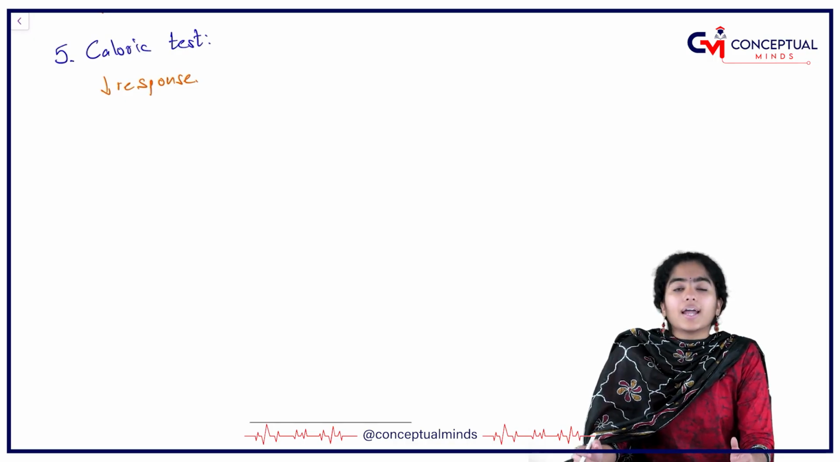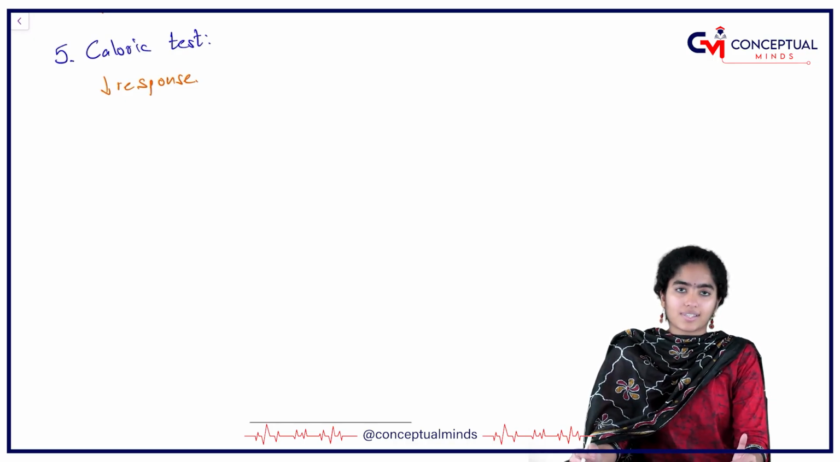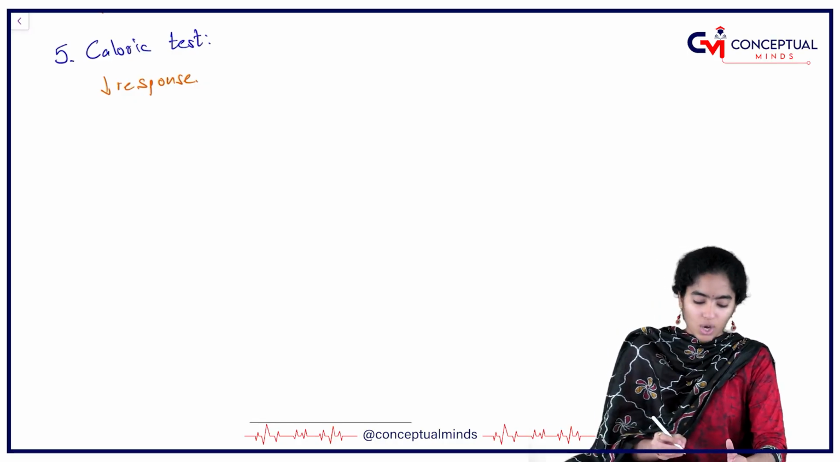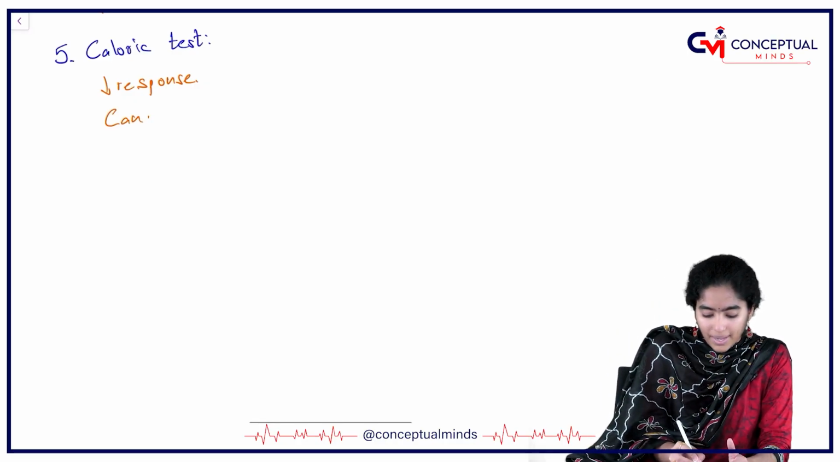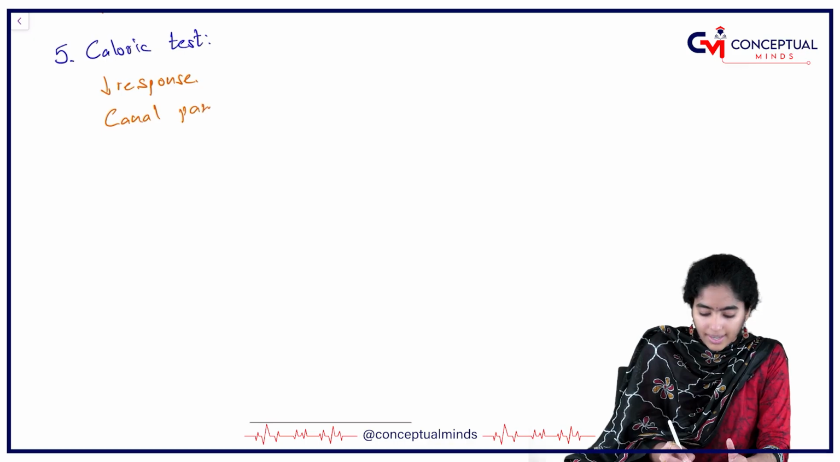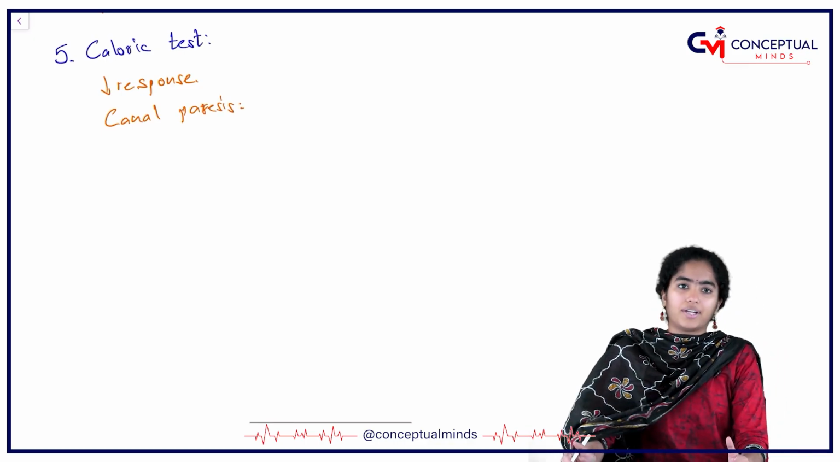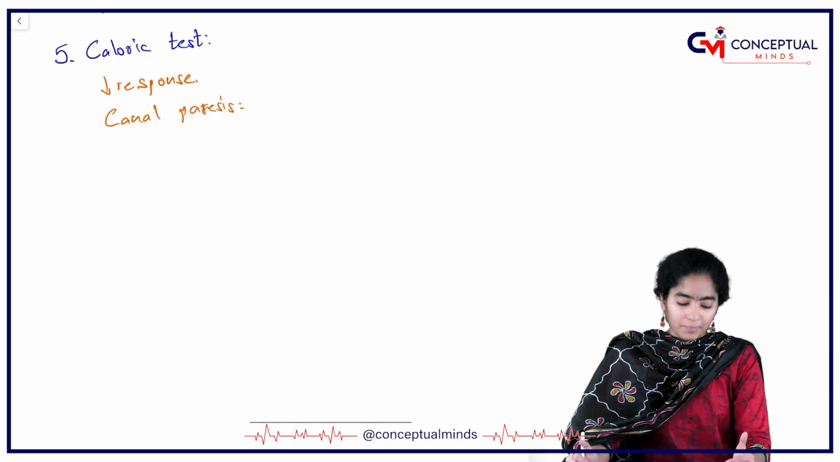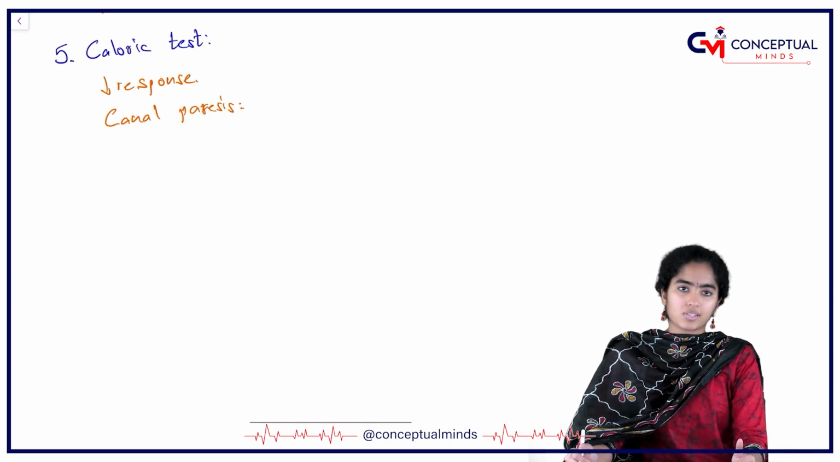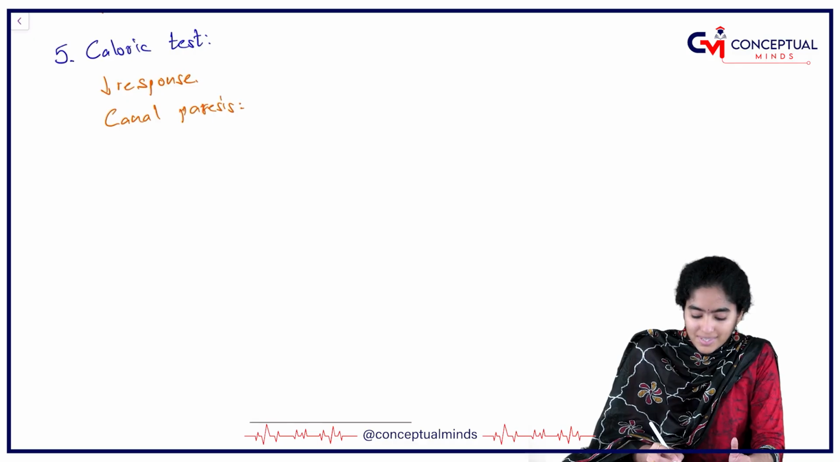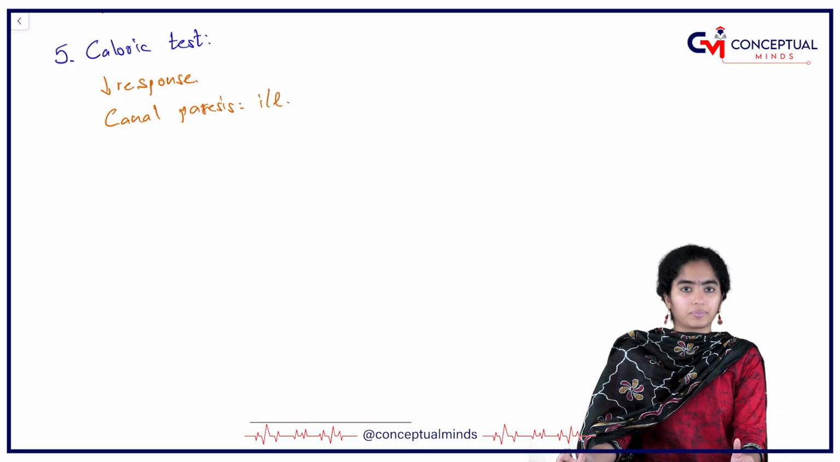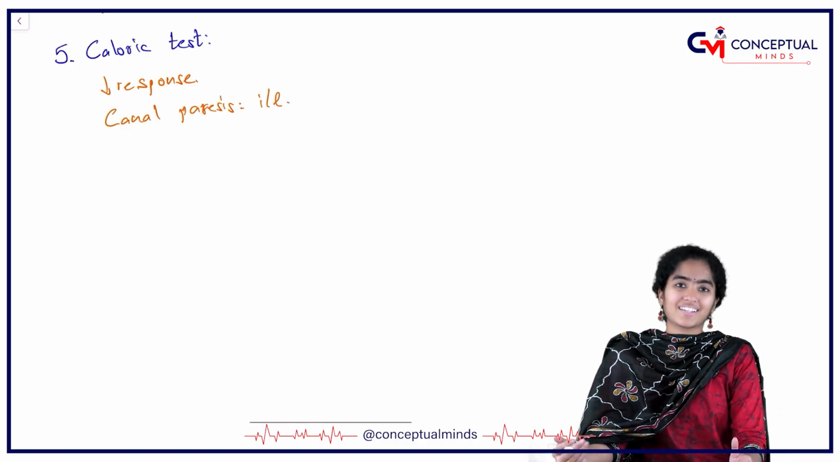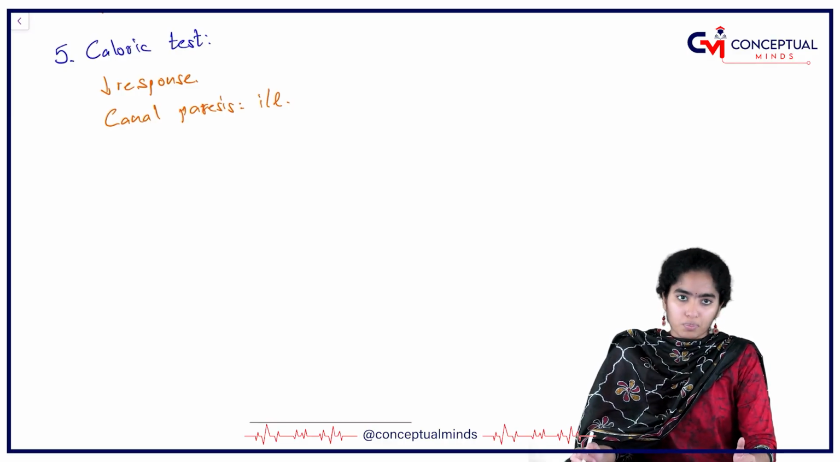In at least most of the cases, 75% of the cases, they show reduced response on caloric test. Now the results of caloric test are studied usually under two headings. One is called canal paresis. Canal paresis means a reduced effect on the affected side. So in Meniere's disease, this canal paresis is observed on the ipsilateral side of the lesion. Whichever ear is affected, that side there is reduced response.